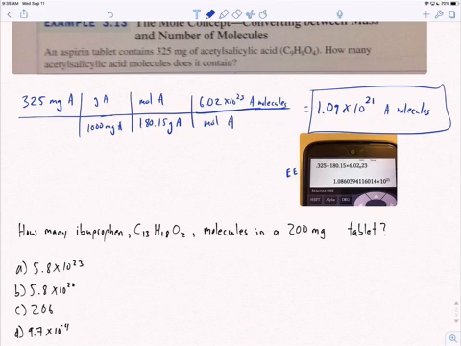Oh, and I should tell you, carbon's going to be 12 grams per mole. Hydrogen is 1 gram per mole. Oxygen is 16 grams per mole.